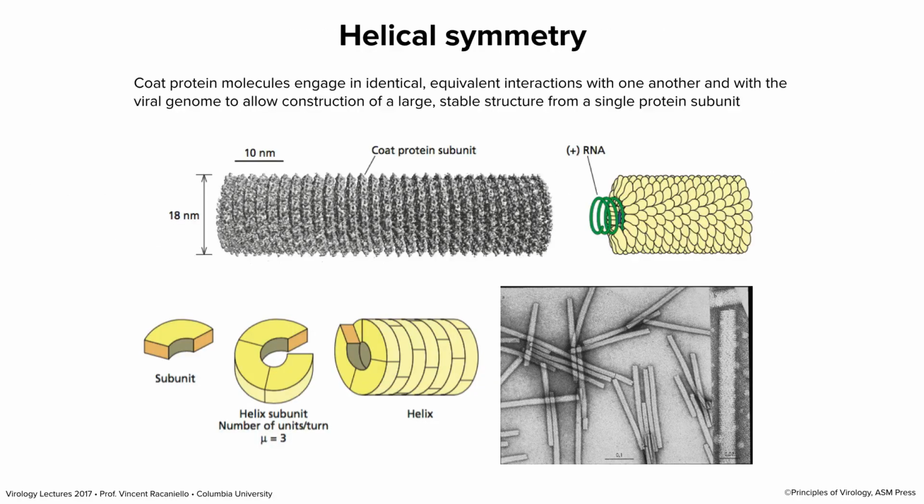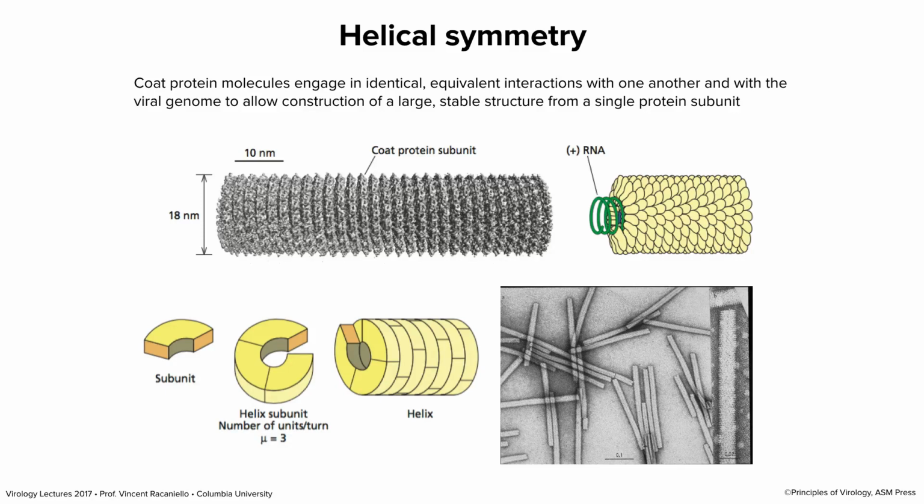Here is helical symmetry. Here we have a rod-shaped virus like tobacco mosaic virus, and typically they are made of a single protein that is bound to the RNA. So on the lower left is our single protein subunit, and these interact with each other to form a helix, and of course they also interact with the RNA. So you have protein-protein and protein-RNA interactions. On the upper right is a schematic of this single protein interacting many times with each other and with the RNA. On the upper left is the actual cryo-EM structure of this capsid.